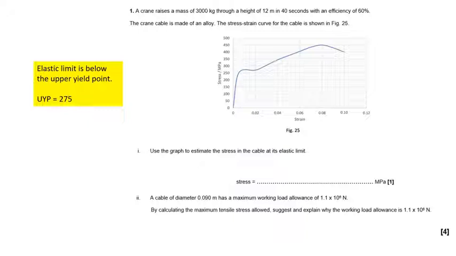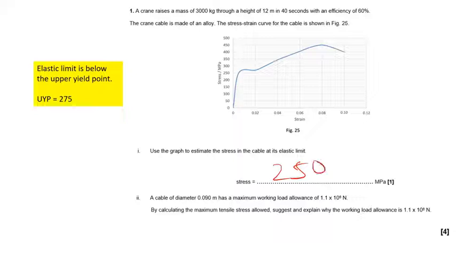Okay, so for this question, it says use the graph to estimate the stress in the cable at its elastic limit. So it's somewhere around this region, right? It's more or less 250, I would say. The elastic limit is below the upper yield point, so it is definitely below 275. So it is about 250.